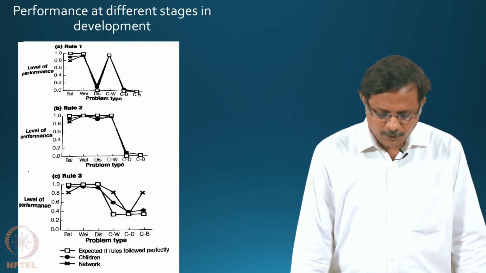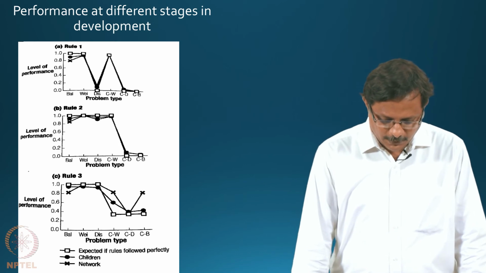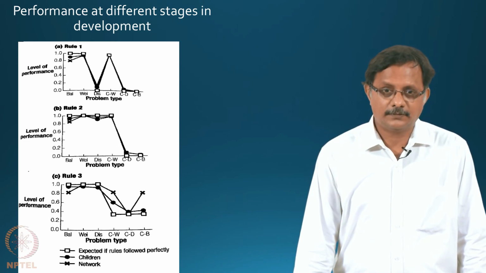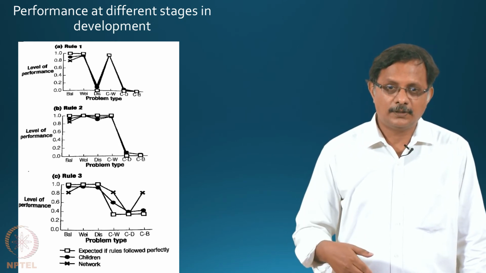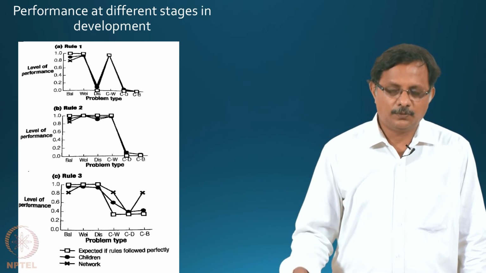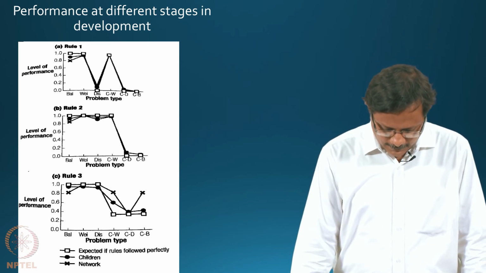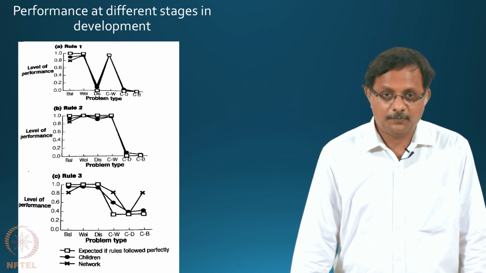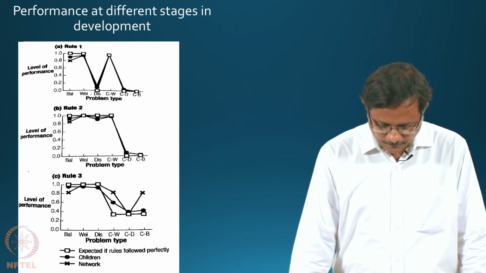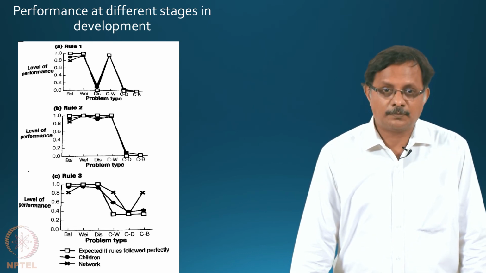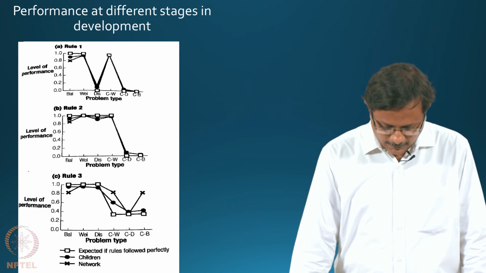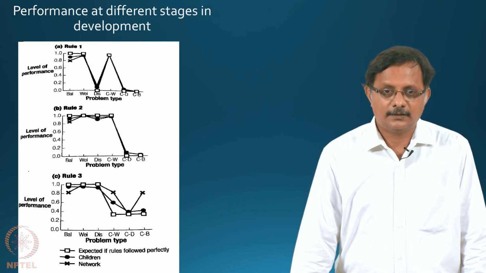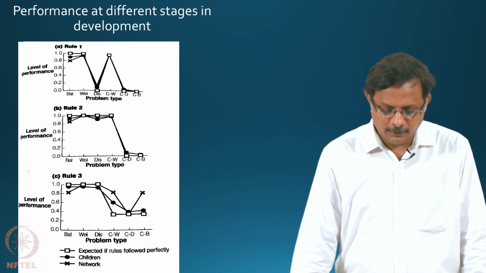So, these graphs compare the performance of the children, the performance that you get by application of the rule, and the performance by the network. So, the empty box indicates the performance that you get if you apply the rules, right, and the filled circle indicates the performance that is displayed by the children, and the X mark indicates the network performance.